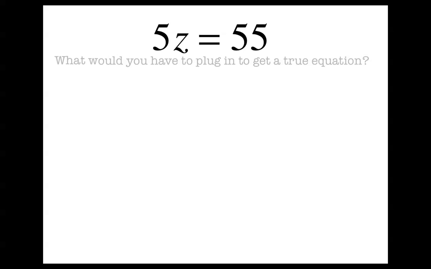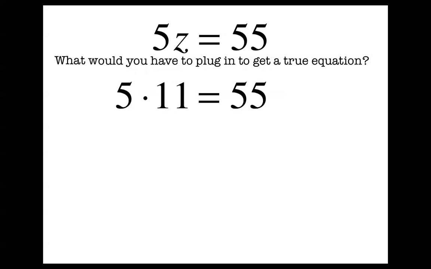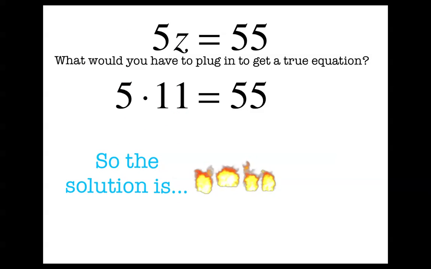Okay, how about this one? What would Z have to equal in order to make this a true equation? Well, what would you have to plug in? 5 times 11 is what makes 55, so therefore Z must be 11. So Z equals 11 is the solution.